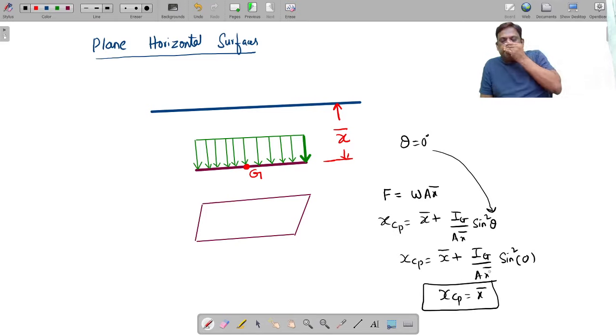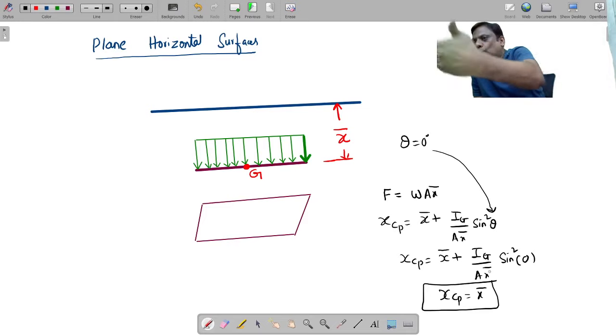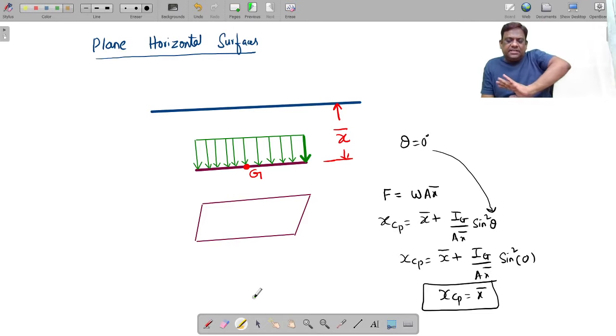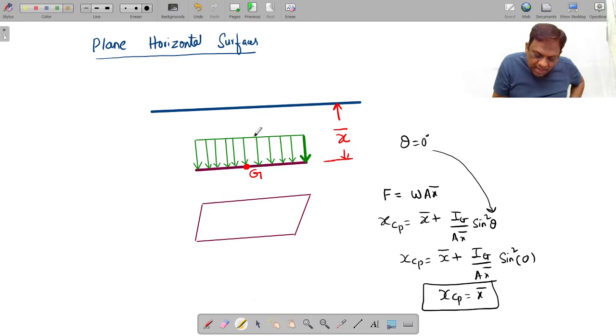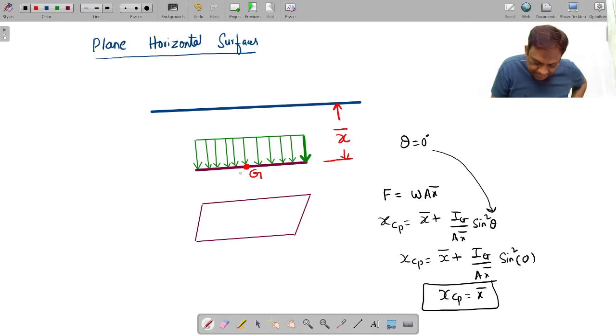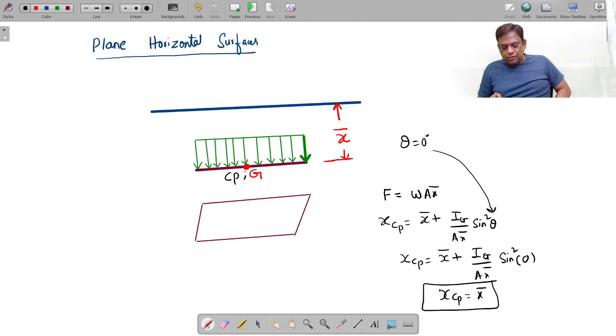It means the center of gravity and center of pressure coincide. Why do they coincide? In the previous case, it was below the CG, because with depth the pressure was increasing. But here all are at the same depth, so it will coincide with the CG. It is a live proof right here. Therefore, this will also be our center of pressure.